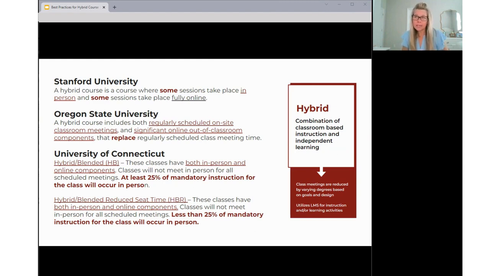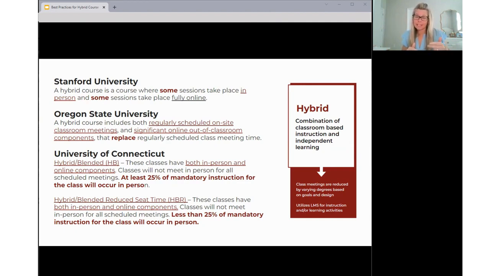Oregon State University is a little bit more specific, where they say a hybrid course includes both regularly scheduled on-site class meetings and significant online out-of-classroom components that replace regularly scheduled class meeting times. So that's even more defined, but yet still offers flexibility for the faculty.